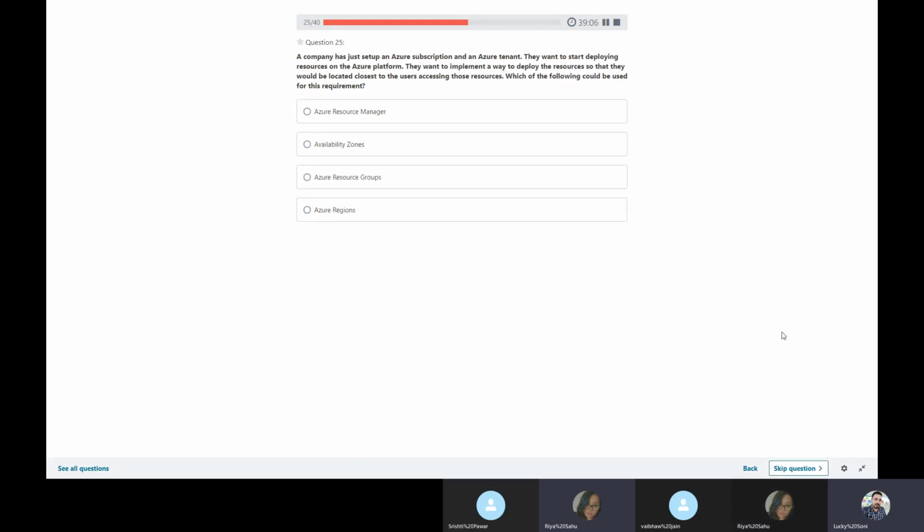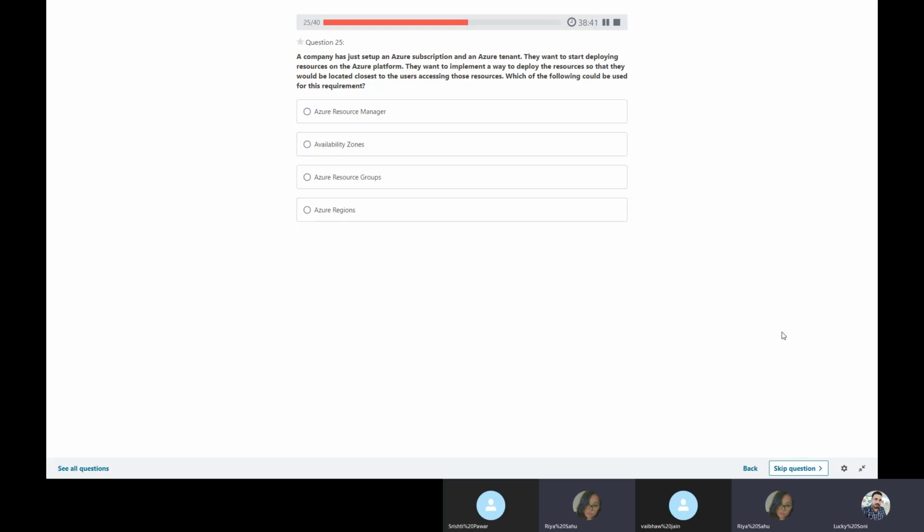Okay, 25th, please. A company has just set up an Azure subscription and an Azure tenant. They want to start deploying resources on the Azure platform. They want to implement a way to deploy resources so that they would be located closest to the user accessing those resources. Which of the following could be used for this requirement?